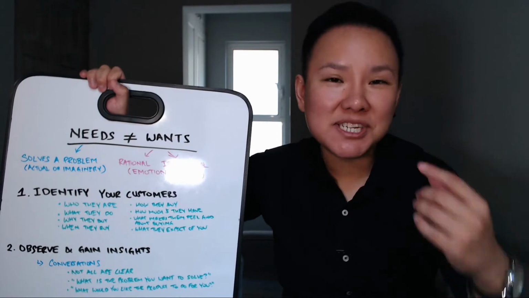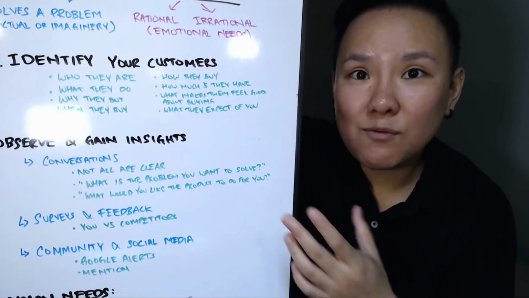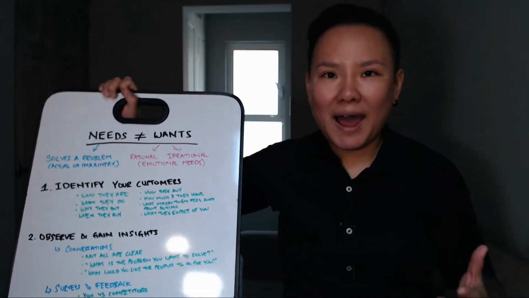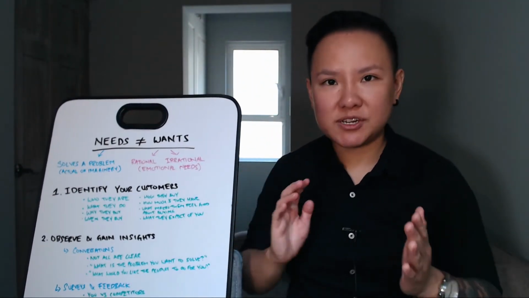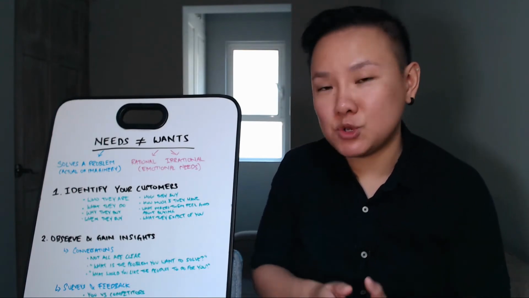And if you want to dive a little deeper and be a little bit more specific, then you can ask them this question: what would you like the product or service to do for you, right? So by asking them clearly, like, hey, I've got this product, I've got this service, what need would you like it to solve? So that could be one of the questions that you ask them.